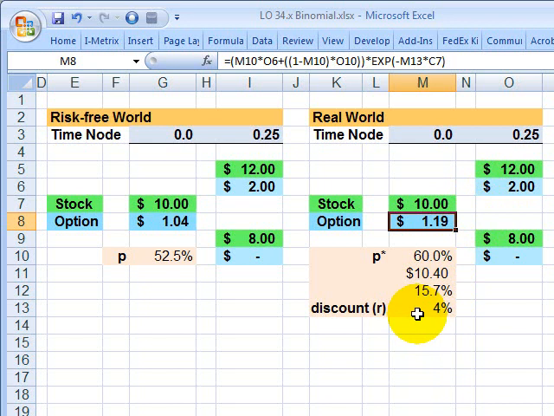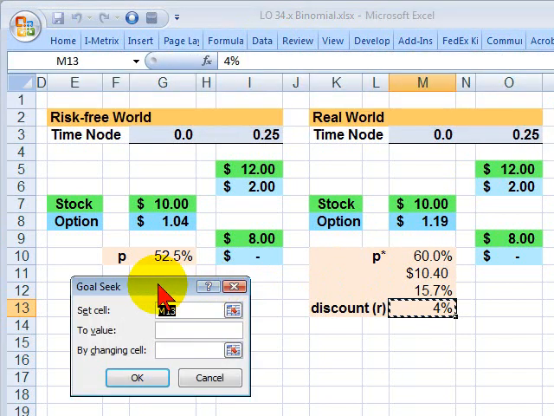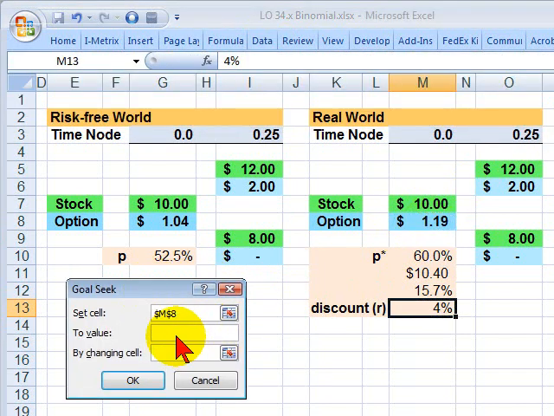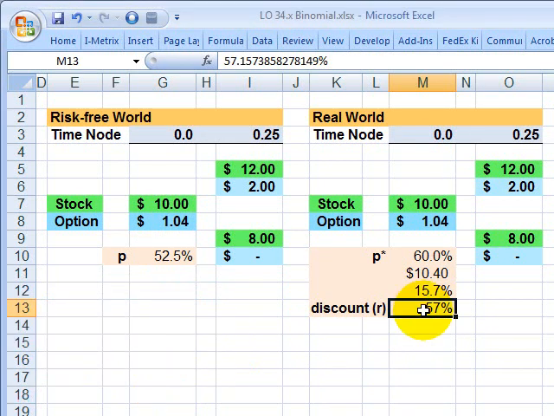I can't take a stock and discount it to the present value at a rate that implies it's more like a treasury. What rate should I use? Well, I can actually figure that out here with Goal Seek by setting this option value equal to the option value on the left, $1.04. This looks circular, but I'm only using it to figure out what the correct discount rate is. Solver tells me that if I put in 57% as the discount rate, that would give me an option value of $1.04, equal to what I got on the left. So, it was circular, but the point remains.